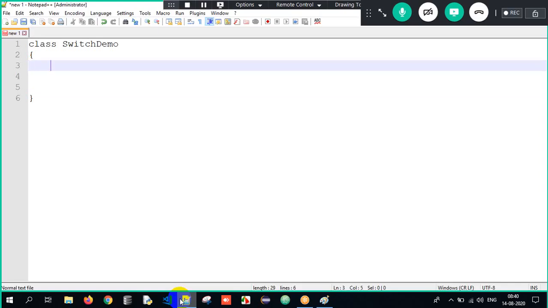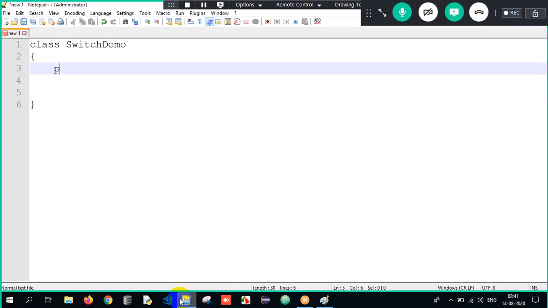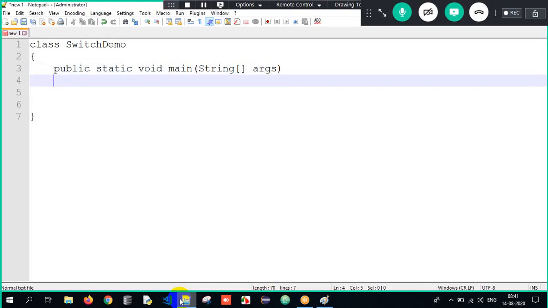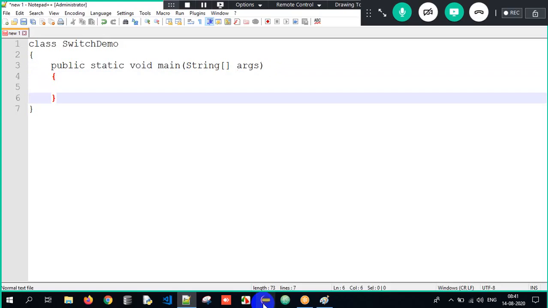I have a class and the class name is SwitchDemo. And then where will the execution always begin from? The execution will always begin from our main method. So how will I have my main method? public static void main, within parenthesis I will have String array of arguments, open curly braces and close curly braces. This is all about it.